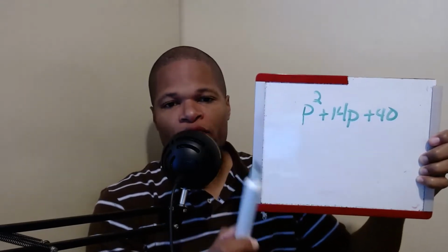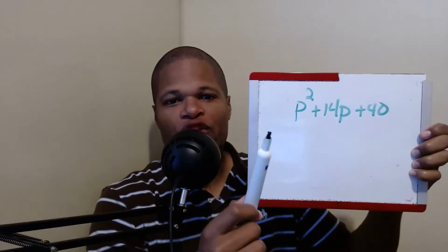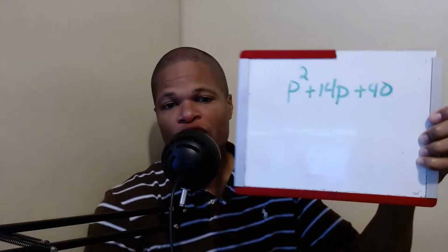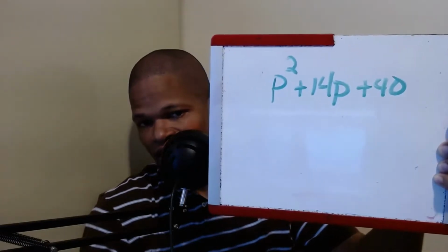Okay. Specifically, when you're factoring those types, you have to do it a certain way. But first and foremost, you still need to look and see, does it have a GCF?